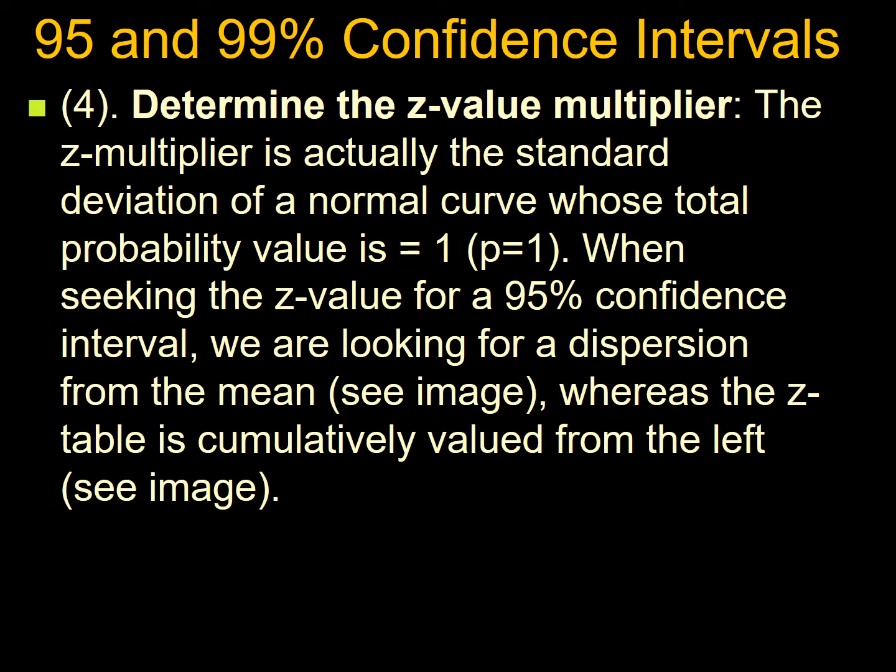So we need to determine the z-value multiplier. Now the z-multiplier is actually the standard deviation of a normal curve whose total probability value is 1. In other words, p is equal to 1. When seeking the z-value for a 95% confidence interval, we're looking for dispersion from the mean. So here we're going to take a look at the table, whereas the z-table is cumulatively valued from left.